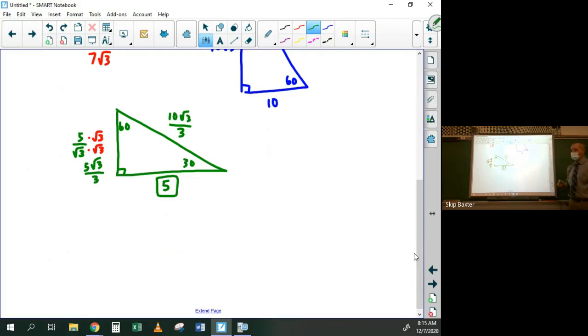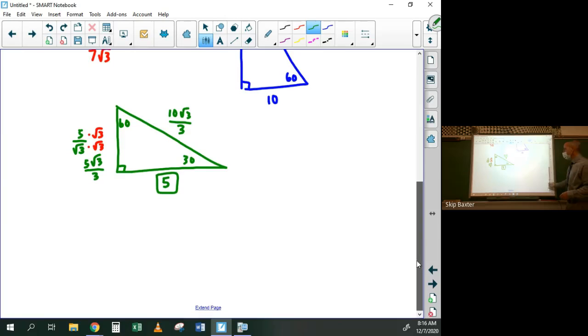So those are the 3 shortcuts. If you know the short leg, you double it to get the hypotenuse, you multiply by radical 3 to get the long leg. If you know the hypotenuse, you just cut it in half to get the short leg, and then you multiply that by radical 3 to get the long leg. And if you're given the long leg, you divide by radical 3 to get the short leg, and then you double that to get the hypotenuse. So the ratio is always the same. This is double this, and this is always radical 3 times that.